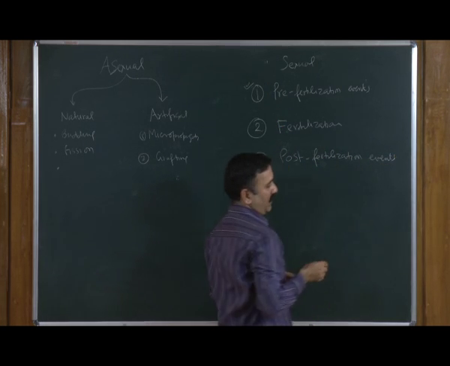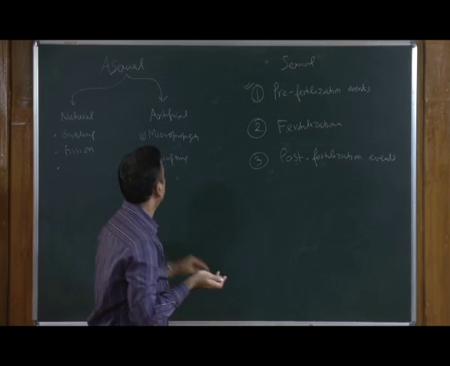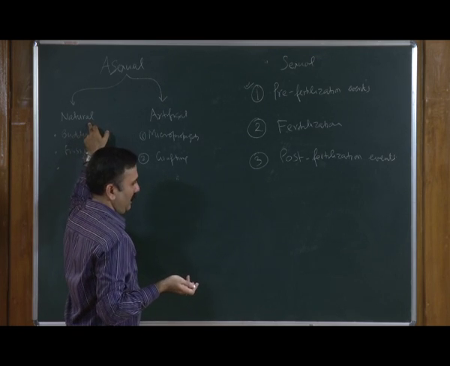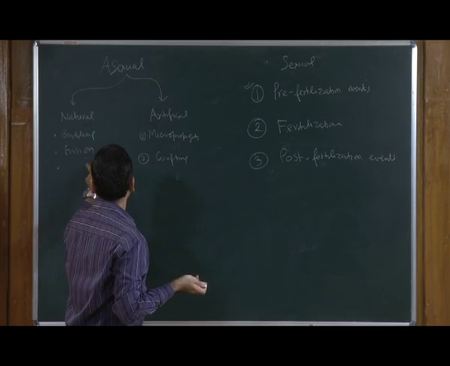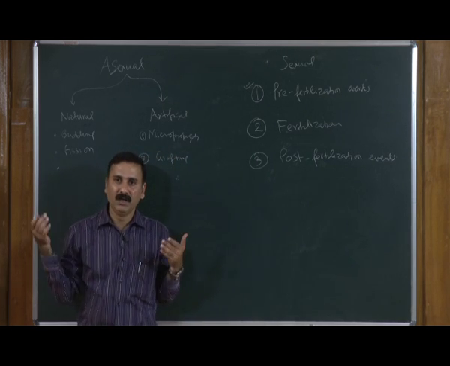So, with this brief introduction, we will continue with the next lecture, which is on asexual reproduction, and we will start with the very simple ones, budding and fission, and then eventually we will discuss the other kinds of asexual reproduction. Thank you.